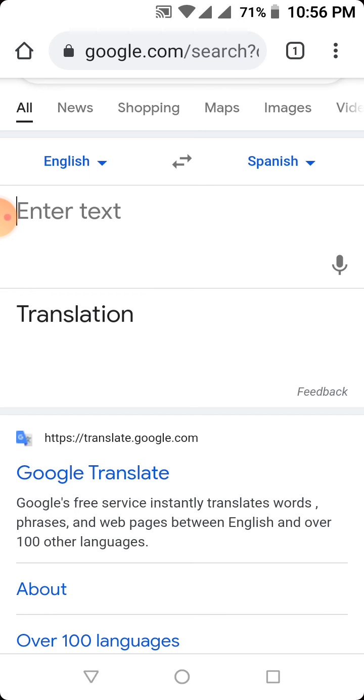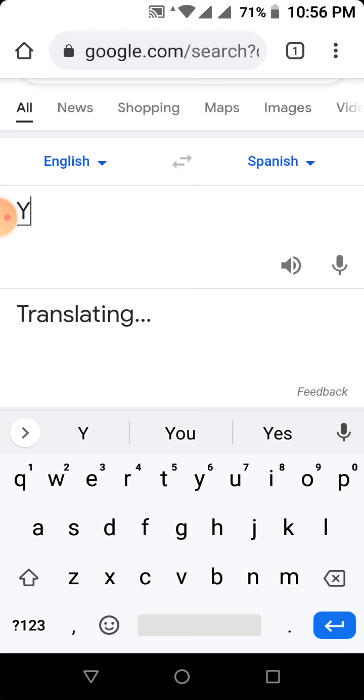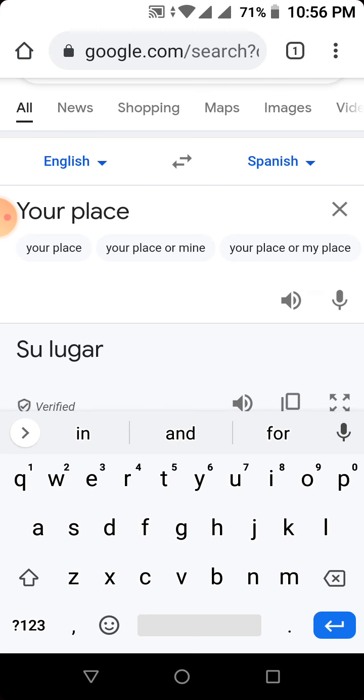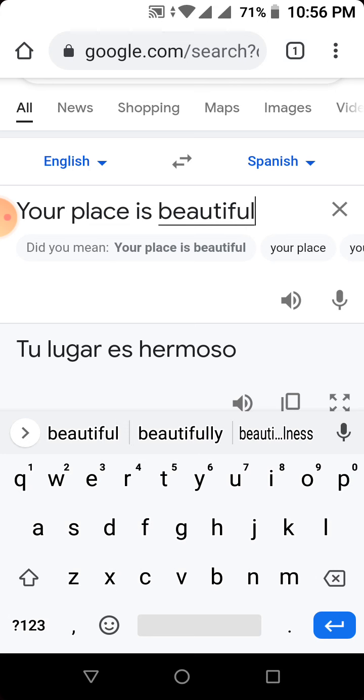All right, so first I am getting the translation of the sentence, which is your place is beautiful. All we need to do is type it. Your place is beautiful. So that is the translation of the sentence. Tu lugar es hermoso. But I preferred getting the translation one by one.